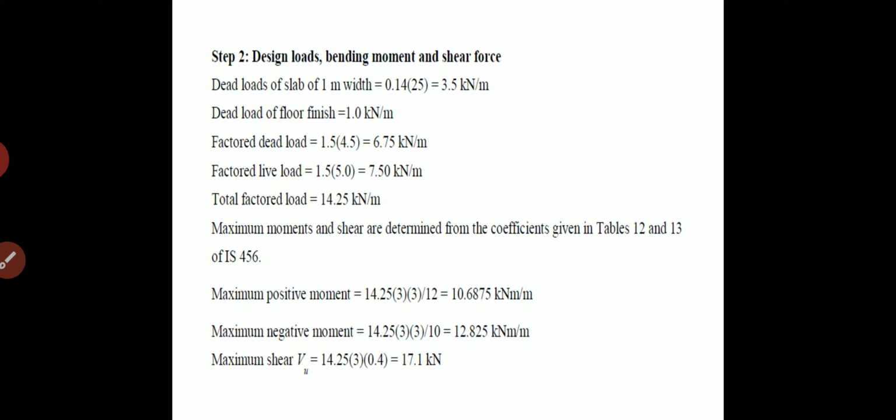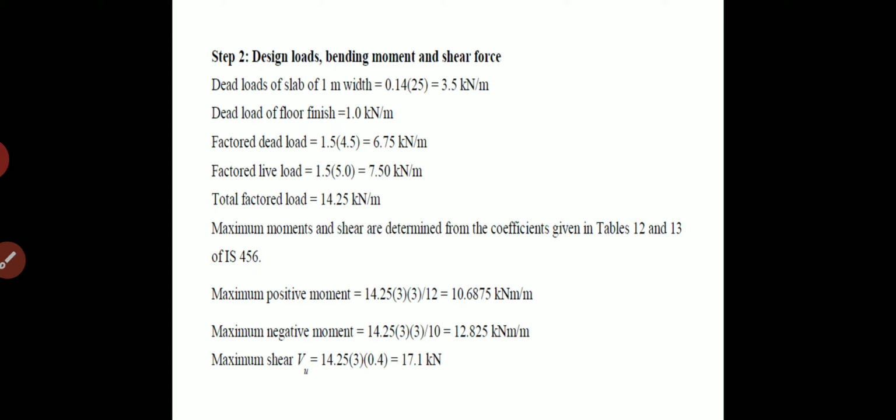Now sum all these loads. So the total factored load is 14.25 kilonewton per meter. Maximum moment and shear are determined from the coefficients. These values are determined according to Table 12 and 13 of Indian Standard Code 456/2000.